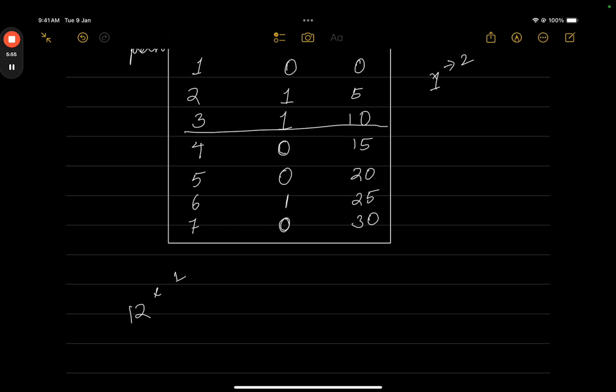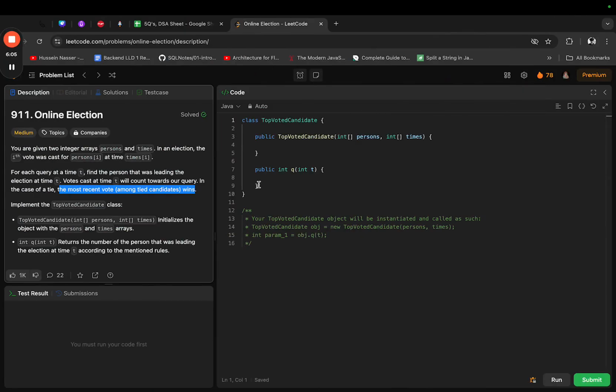So let's understand this better by coding it, directly on LeetCode rather than explaining here. What will I do? I clearly mentioned that we have to keep track of the leader at a given time, that is, who is leading at that particular time. We have to keep track of that.